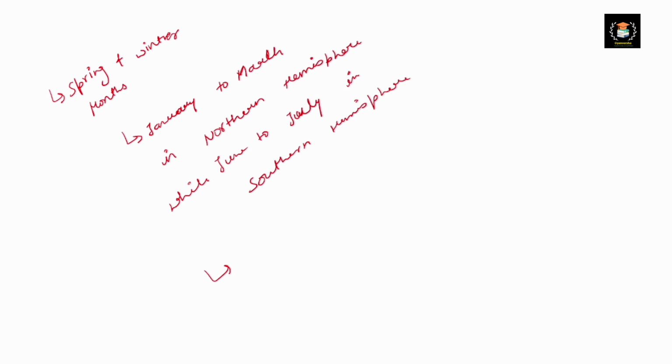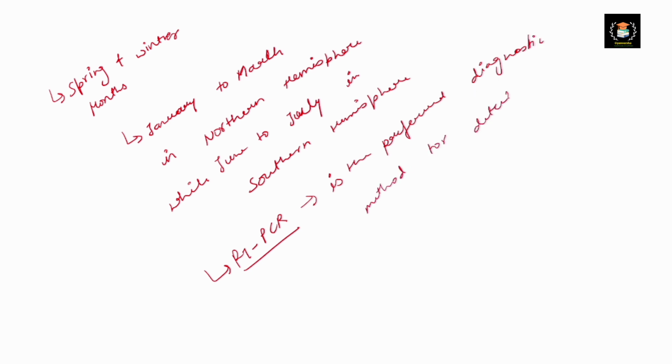If you remember, coronavirus we also diagnosed by RT-PCR. So this is also the case: because of the slow growth of this virus in cell culture, molecular methods such as RT-PCR are the preferred diagnostic method for detecting Hmpv. RT-PCR, reverse transcriptase polymerase chain reaction. Why? Because this virus has very slow growth in the cell culture.